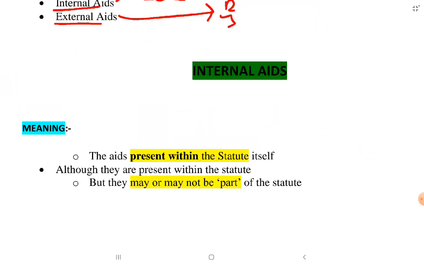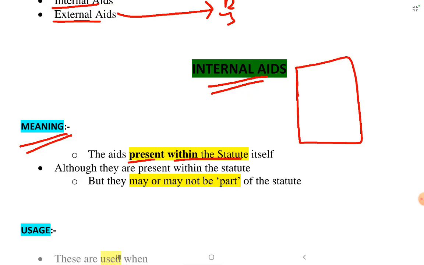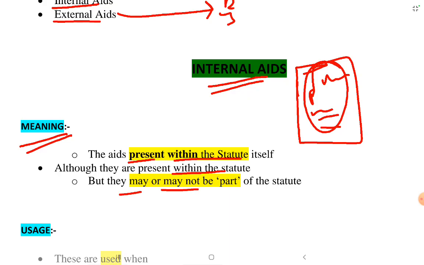Now first we will see internal aids. The meaning of internal aids: the aids present within the statute itself. As we have already seen, the internal aids are present within the statute itself, like the title of the act, preamble, headings, illustrations, explanations. All these are internal aids. Although they are present within the statute, they may or may not be part of the statute.